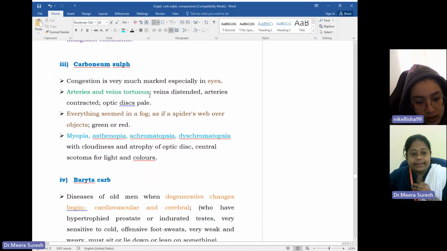Then for carbonium sulfuratum, mostly the circulation. Actually, as such, circulation is not much affected, but still, I went on because the arteries and veins of the eyes are affected. I connected it like that. So, congestion, which is very marked in eyes, we already learned that the arteries and veins are becoming tortuous. The veins distended, arteries contracted, but in the eye region, and that resulting in myopia, asthenopia, achromatopsia or dyschromatopsia, cloudiness, atrophy, all those symptoms, and also the spider web sensation.